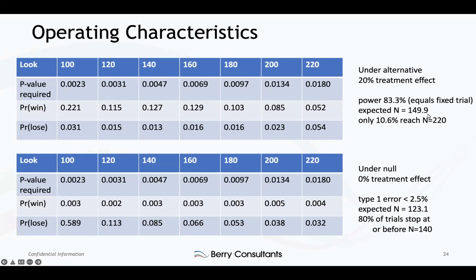The expected sample size is 150, and really only 10% of them reach this maximal sample size. Under the null, with a 0% treatment effect, my type 1 error is controlled at 2.5%. It's actually a little bit lower, given I've got futility stopping, but we'll just say it is 2.5. My expected sample size is 123. And 80% of my trials stop at or before n equal 140. So you can see a lot of the trials are stopping at these early interims for futility.